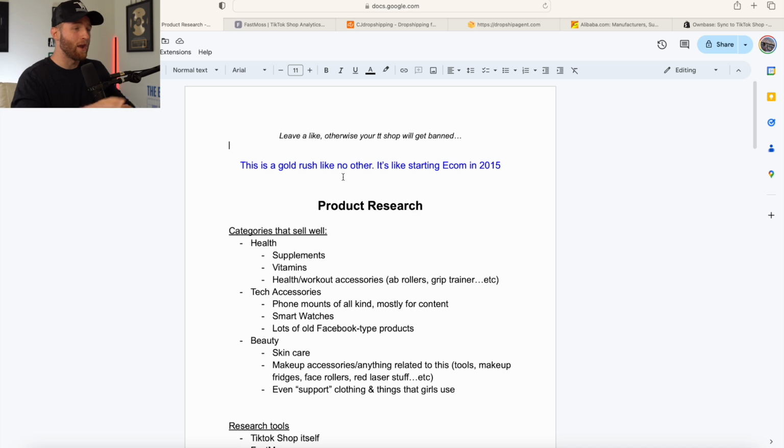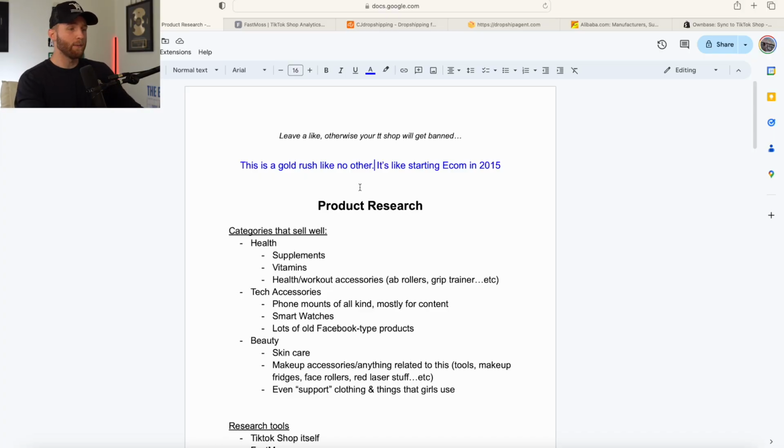We got a lot of stuff to talk about with the gold rush, okay? I haven't seen anything like this since my first early experience with e-commerce in 2015, right? When we were selling fidget spinners back in the day, it was just crazy how easily you could sell stuff with a blurry photo. And that's exactly what's happening on TikTok Shop. Don't do a blurry photo.